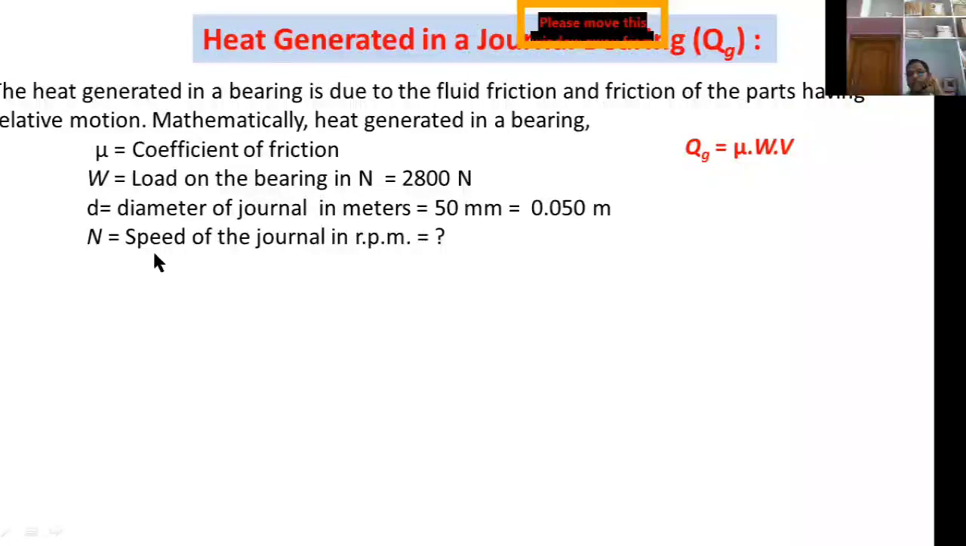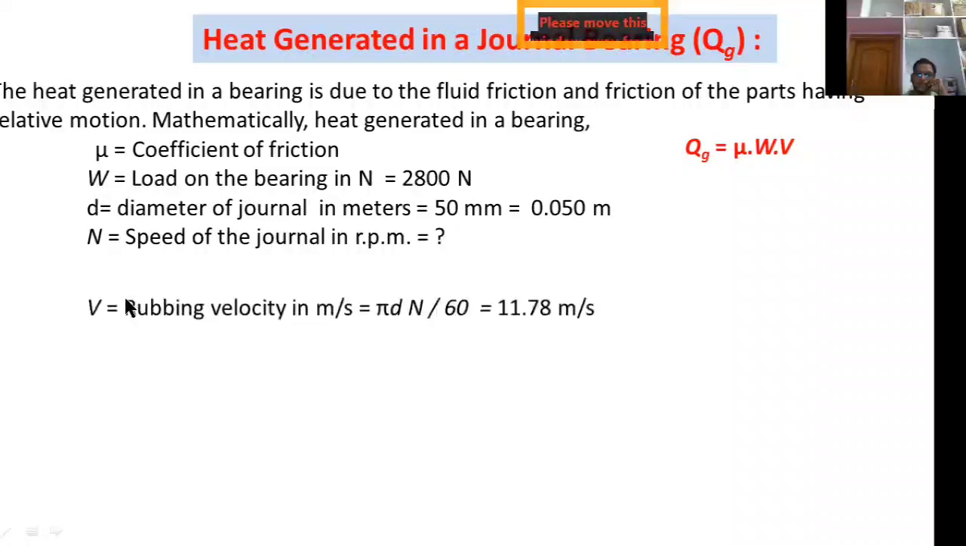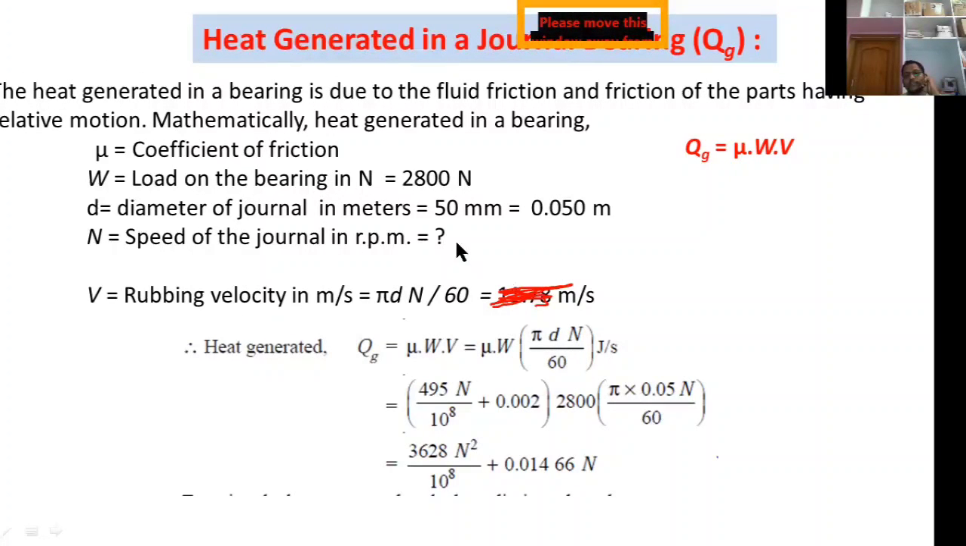N is not given. You have to find that value. D is 50 mm, so 0.05, and N is not given, divided by 60. So finally we got the answer in terms of N. This is the amount of heat generated.